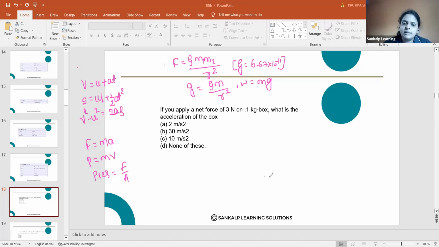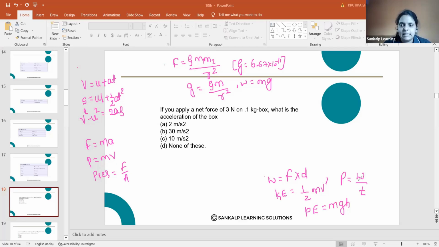So, work and energy lesson. Work is equal to force into displacement. Then kinetic energy is equal to half mv square. Then potential energy is equal to mgh. Then we have power is equal to work done per unit time. So work done is equal to force into displacement.